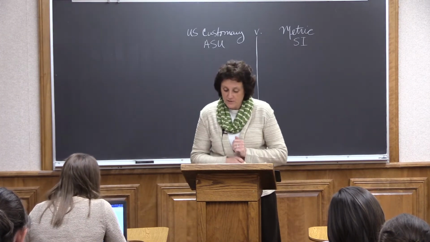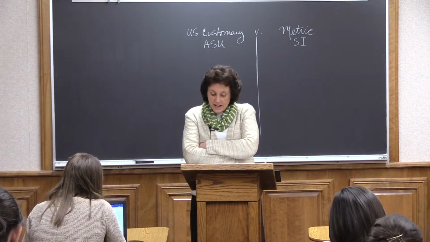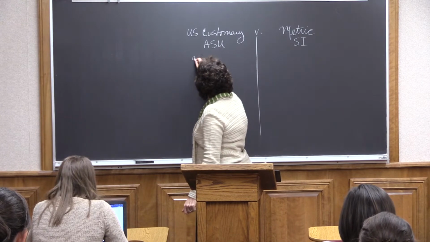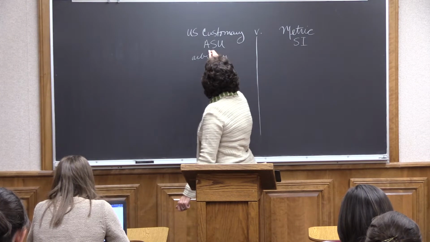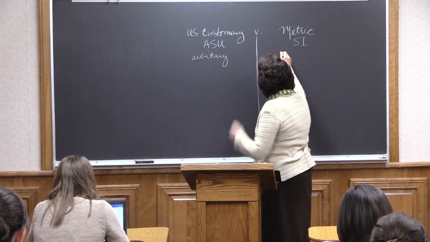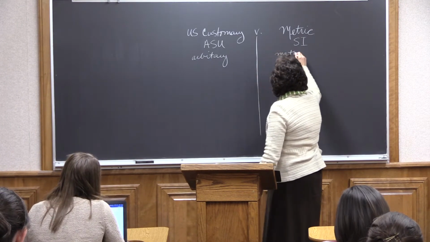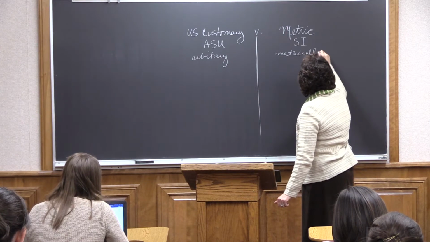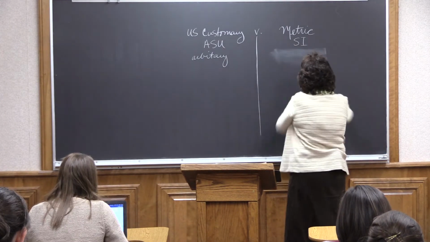So I want to do a contrast here. First of all, I want to say that the U.S. customary system was arbitrarily derived, whereas the metric system is more mathematically derived. Arbitrary, and let's just do mathematical.